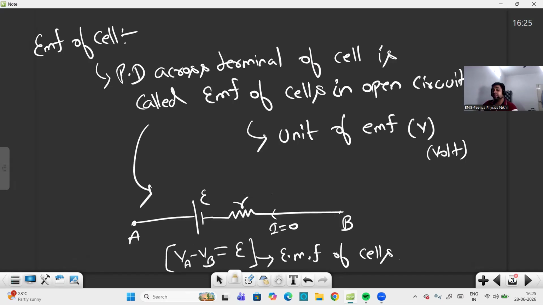Still, if you did not understand this, later on we will understand it in a better way. For now, just keep it in mind that potential difference across terminals of a cell is called EMF of a cell in open circuit. And the unit of the EMF is what? Volt.